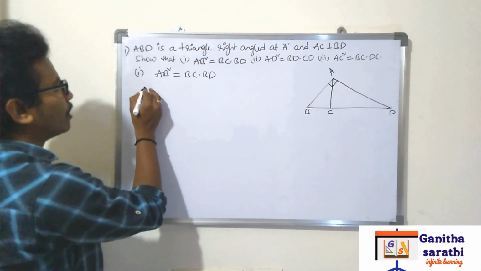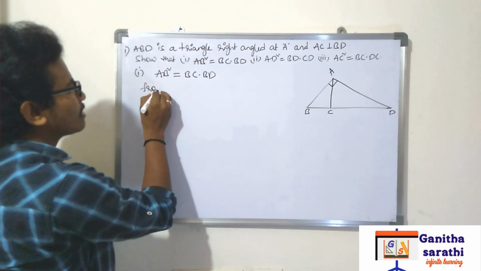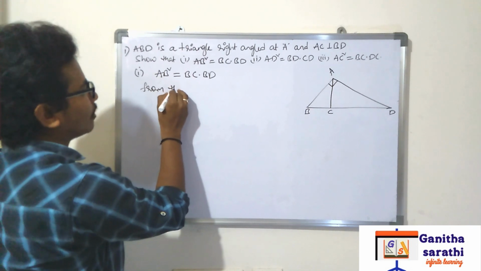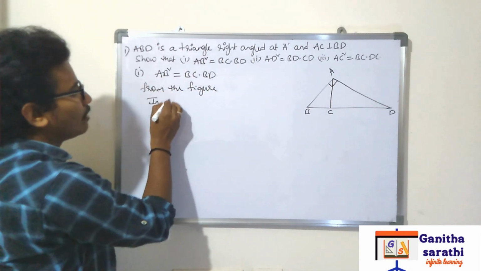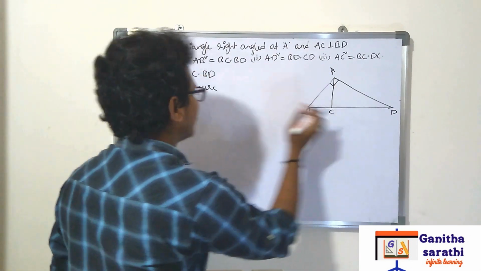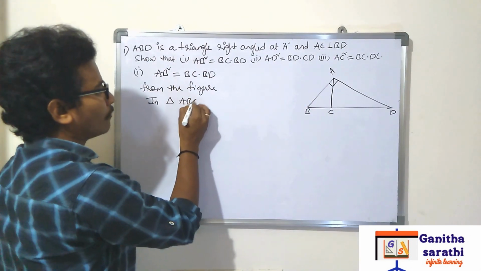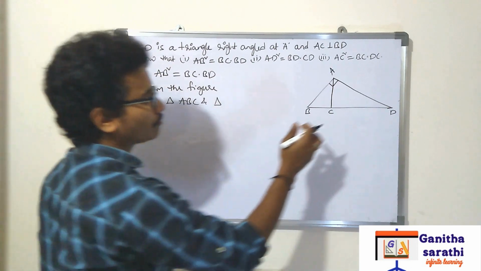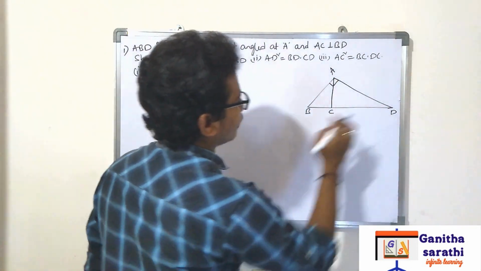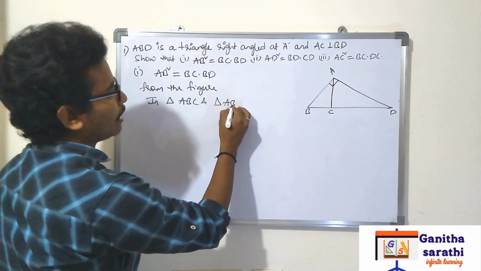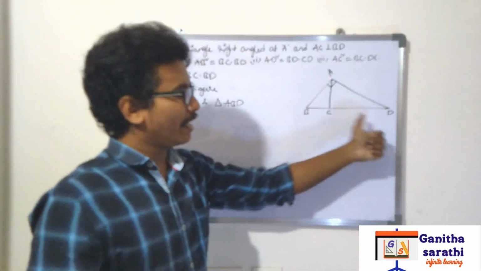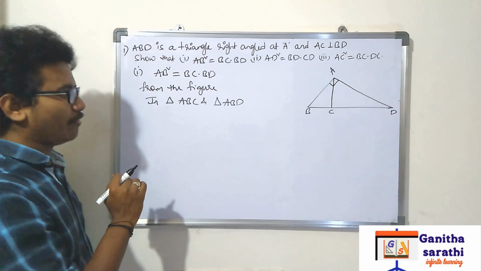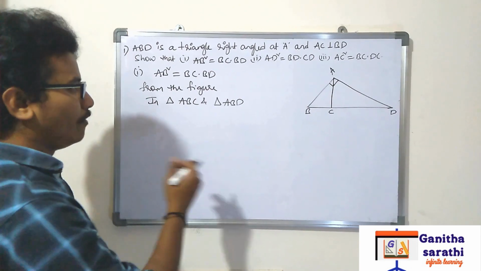So for proving the first one, from the figure, what triangles are we taking? In triangle ABC and triangle ABD. Okay, triangle ABC and triangle ABD. Two triangles we are taking. First we have to prove that they are similar. How will we prove it? See here.